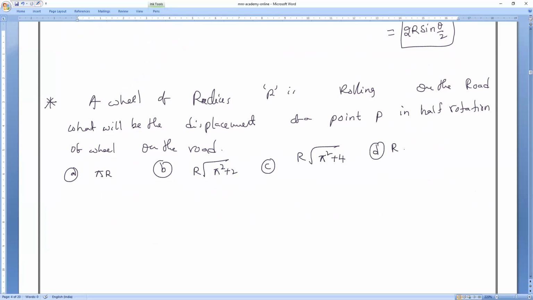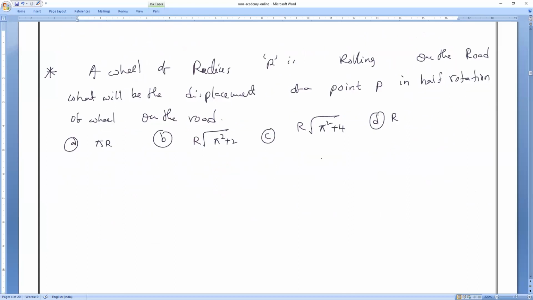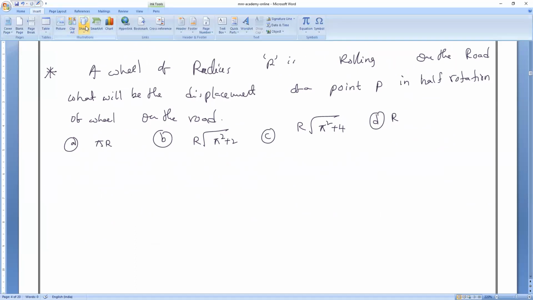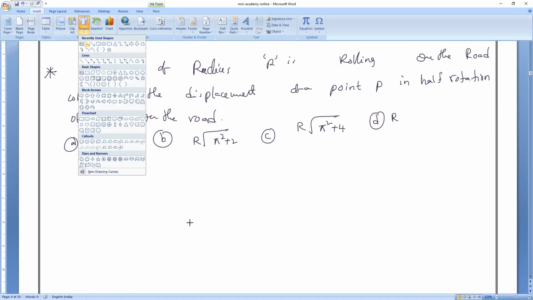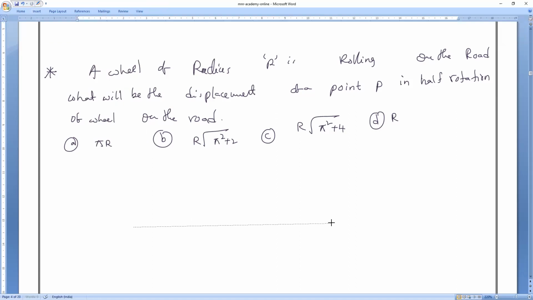So let us discuss now, everybody. Observe very carefully. They are saying half rotation, not complete rotation, so you have to understand that. Let me take, for example, one baseline. The baseline is my reference line. This is the road. Is it okay? Clear, all of you?